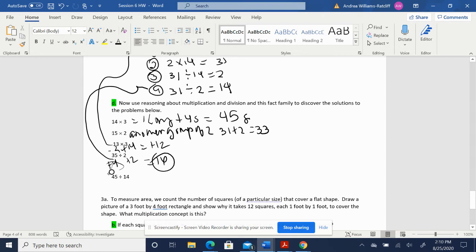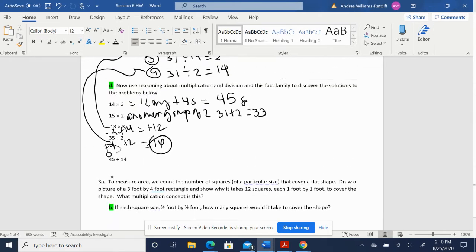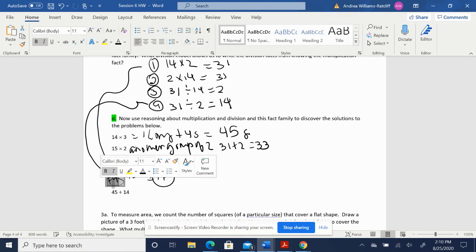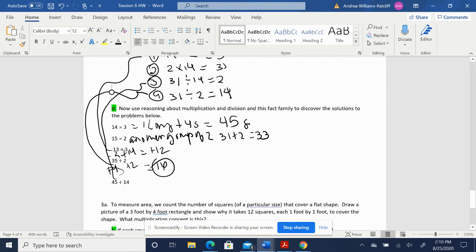Last but not least, we have 45 divided by 14. I don't know what I've done here. Let me see if I can take that off. If I'm looking at 45 divided by 14, I would probably compare to number 3. What's the difference between 31 and 45? Here, I'm up by 14. And that's one more group of 14. So here my answer should be 3. I've added 14 to the start, but I'm making groups of 14. So that just relates to one more group.